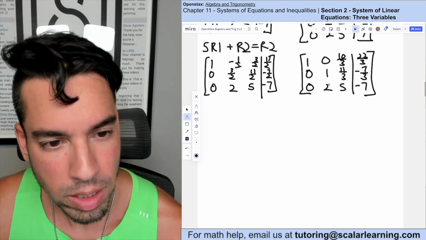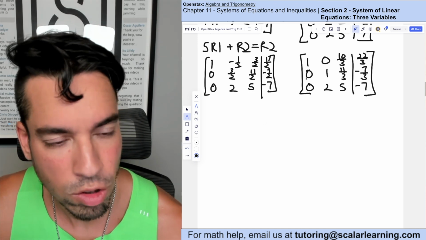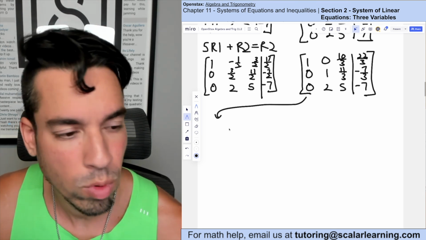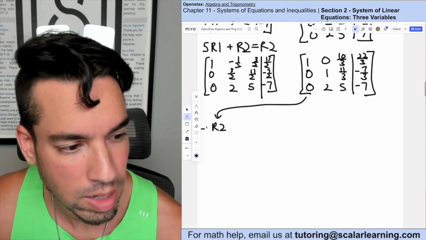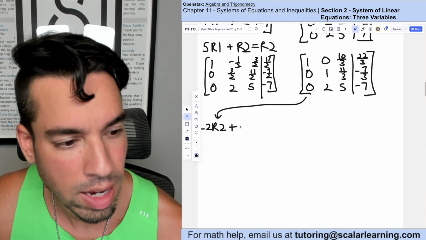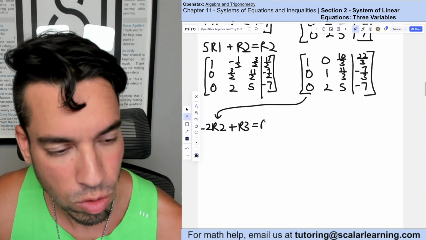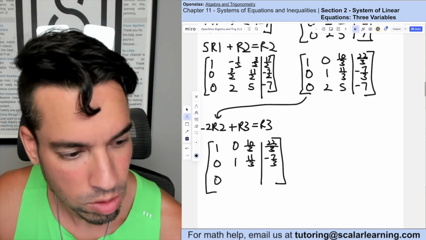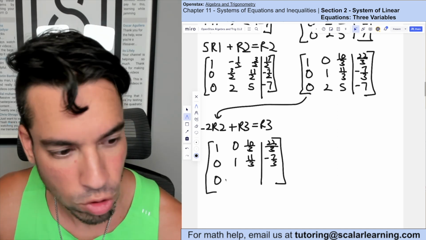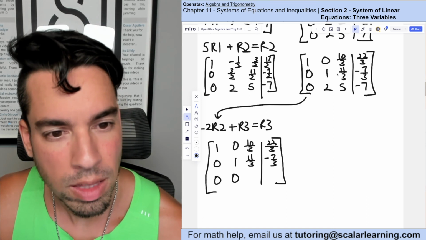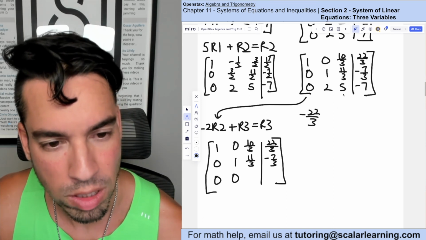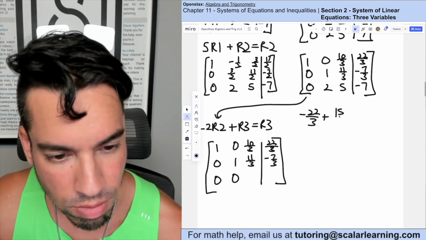All right, next we're going to hit this one and turn that one into 0. So what's going to work really nicely there is we're going to multiply row 2 times negative 2, and we're going to add that to row 3 and get a new row 3. So let's check that out. Negative 2 times 0 is 0, plus 0 still stays 0. Negative 2 times 1 is negative 2, plus 2 is 0. Boom. And then negative 2 times 11 is negative 22/3, plus 5, which is the same as 15/3, right?